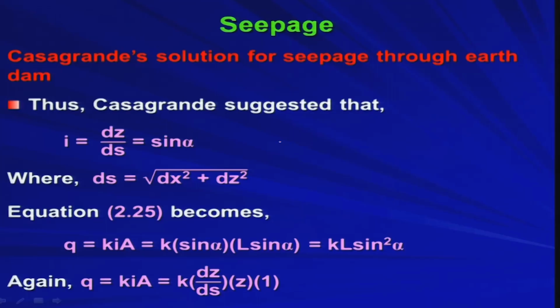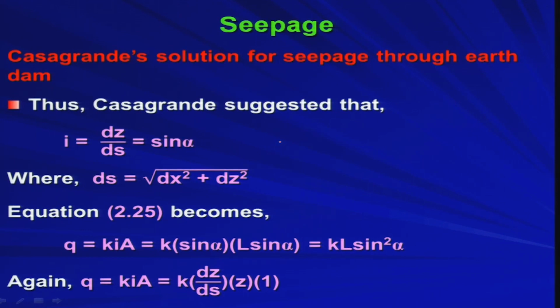How can you modify? The modification suggested by Casagrande is that I should be equal to dz ds. So, now instead of taking dz dx, you are taking dz ds. What is s? s is nothing but the length along the parabolic or the phreatic line surface. So, dz by ds is nothing but equal to sin alpha. If you go back to the previous figure, you will see that dz by ds is nothing but sin alpha, where ds is dx square plus dz square to the power half, that is root over dx square plus dz square.